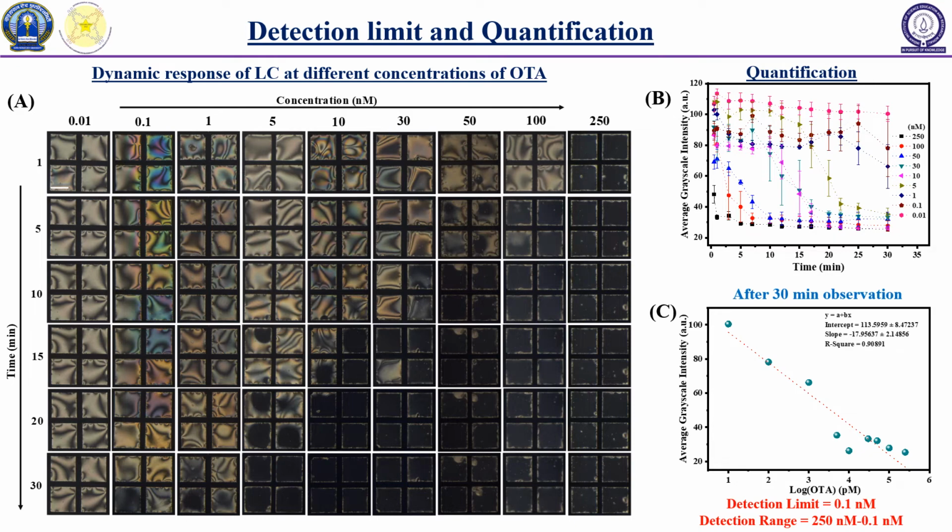Next, we plotted the graph between average grayscale intensity and the log value of the OTA concentration in the picomolar range. We observed a linear correlation between GI and the logarithm of the OTA concentration in this range, and therefore we can use this range for the detection of the OTA. The detection limit was found to be 0.1 nanomolar.